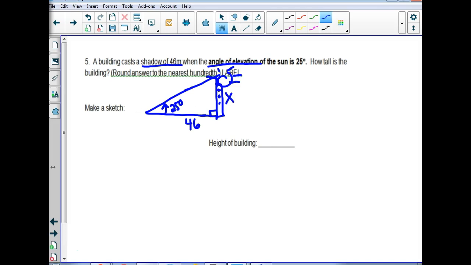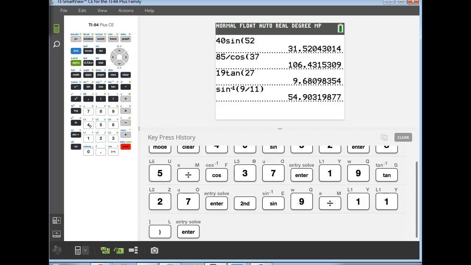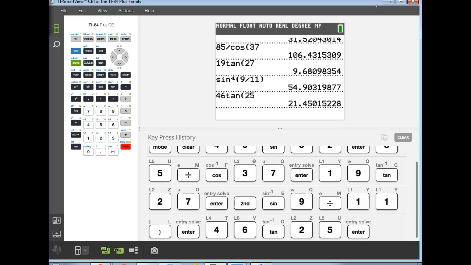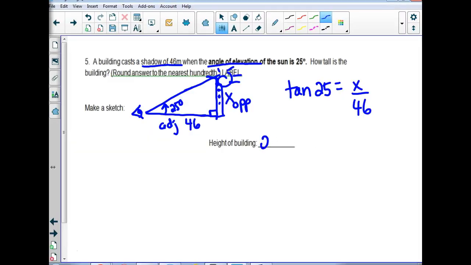Then we look at the angle. We're looking from there, so our opposite leg would be X, and your adjacent leg would be 46, so that's your tangent of 25 is equal to X over 46. Calculate 46 times the tangent of 25. And that's 21.45, or 21.5 to the nearest tenth. Oh, it said hundredths. So what do I need to write, 4 or 5? Okay, and that is in meters.